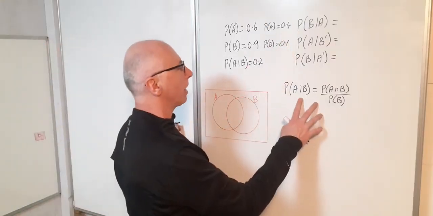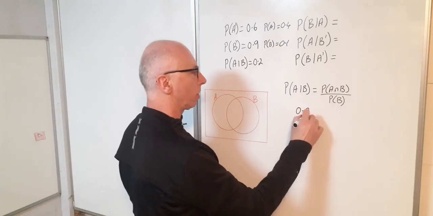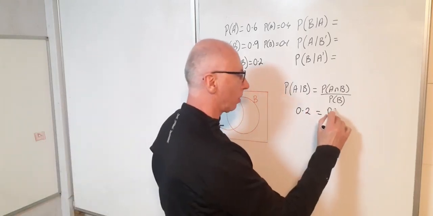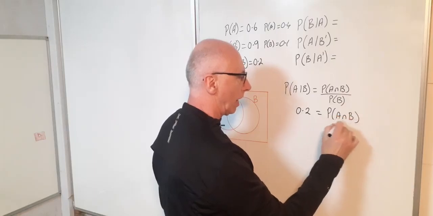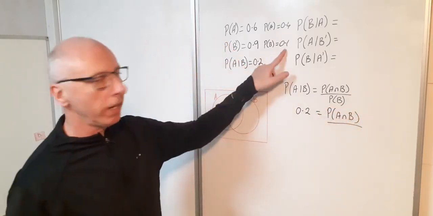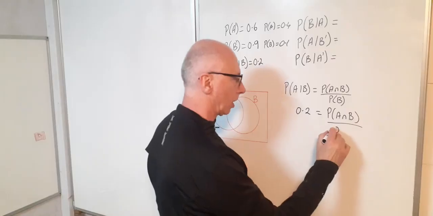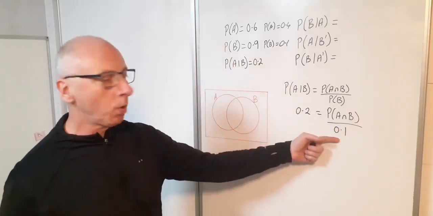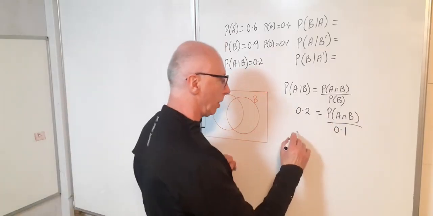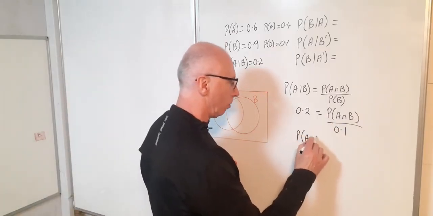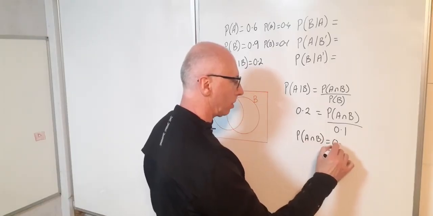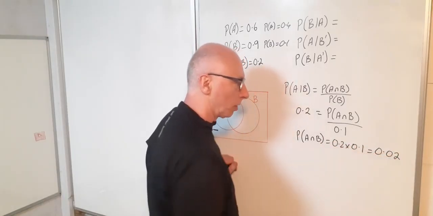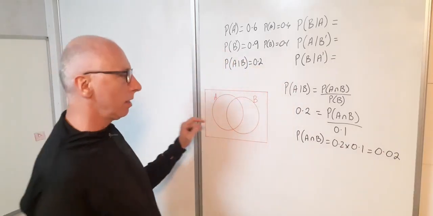So probability of A given B has already happened, it's 0.2. A intersection B, that's the missing part of the jigsaw. And probability of B, we got here as 0.1. Okay, so now if I just multiply both sides by 0.1, I'll get probability of A intersection B. So if I do that, what I'll get is probability of A intersection B is 0.2 times 0.1, which is 0.02. And then I can put that into this diagram.